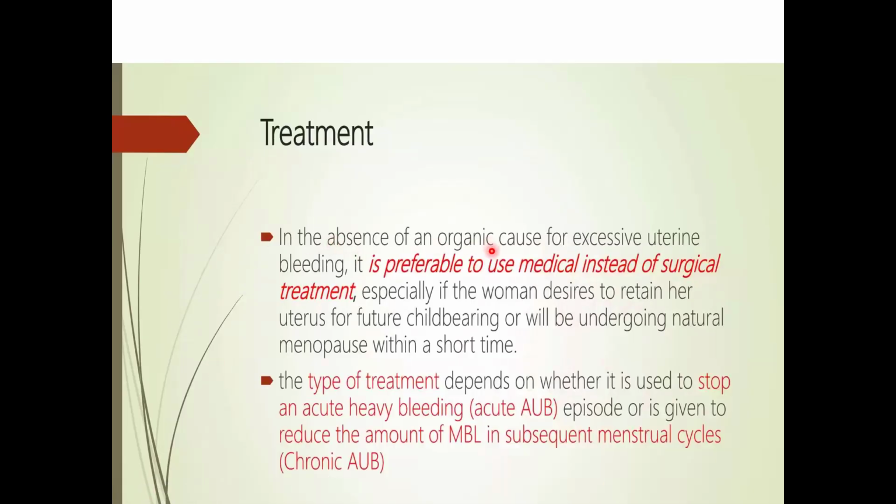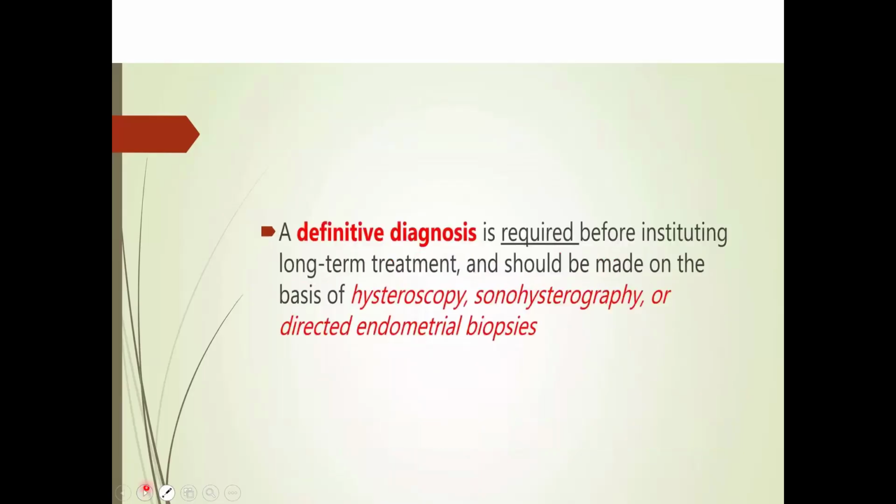Treatment. In the absence of organic cause for excessive uterine bleeding, it is preferable to use medical instead of surgical treatment, especially if the woman desires to retain her uterus for future childbearing or will be undergoing natural menopause within a short time. The type of treatment depends on whether it is used to stop an acute heavy bleeding episode or is given to reduce the amount of menstrual blood loss in subsequent menstrual cycles, or chronic AUB. A definitive diagnosis is required before initiating long-term treatment and should be made on the basis of hysteroscopy, sonohysterography, or directed endometrial biopsies.